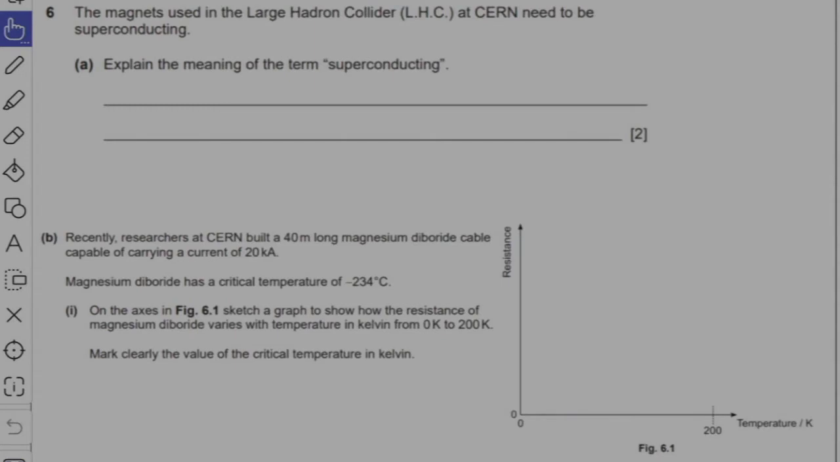Question 6 then. The magnets used in the Large Hadron Collider at CERN need to be superconducting. Explain the meaning of the term superconducting. So we need to explain that a material may lose all of its resistivity once it's put down to a temperature below what we call the transition temperature. So resistance falls to zero once we're under the transition temperature.